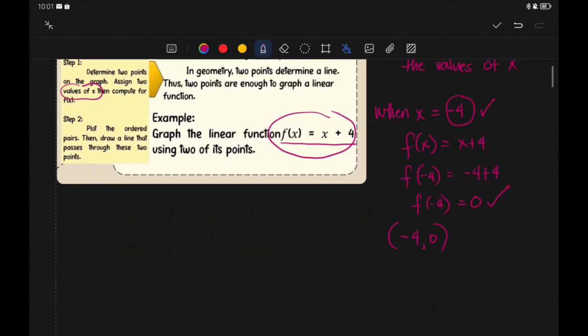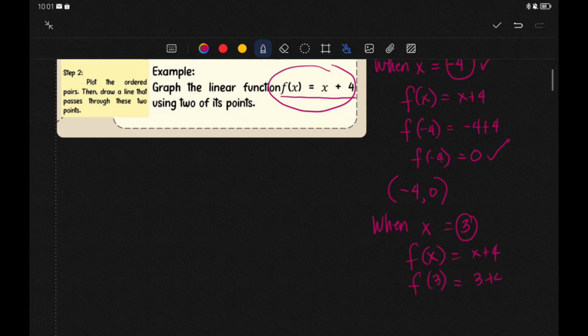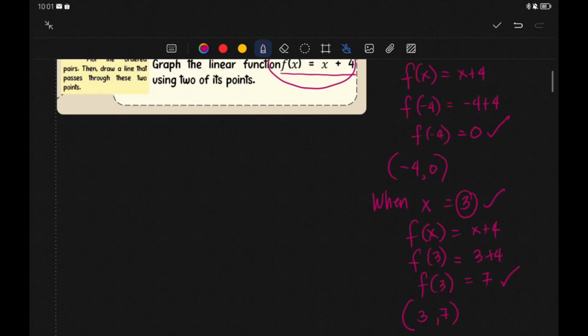Now, how about when x is equal to 3? When x is equal to 3, the given function is f of x is equal to x plus 4. Substitute 3 to the variable x. So that is f of 3 equals 3 plus 4. The f of 3 is equal to 7. Then this gives us an ordered pair 3 and 7. This is 3 and this is 7. So now we have 2 points.